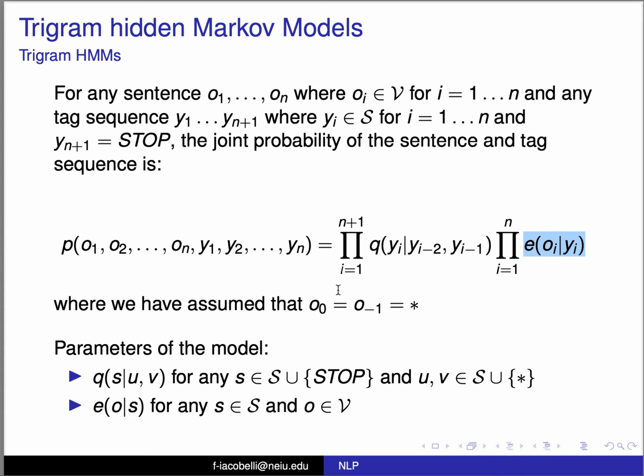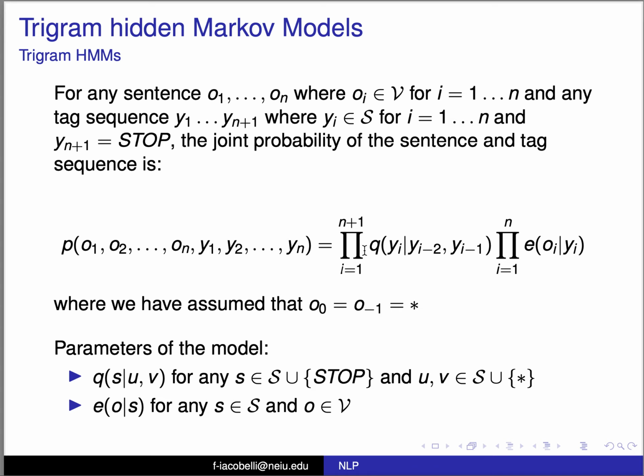Okay, we will do the following, because if we start at 1, we're going to have y1 given y0 and y negative 1, right, and y0. We're going to assume those to be a dummy symbol star, which represents the probability that a tag starts a sentence. That's basically what this will mean.